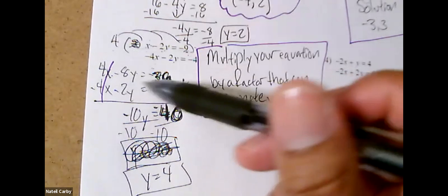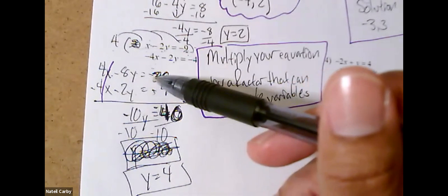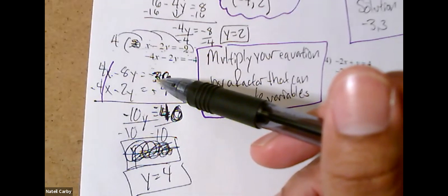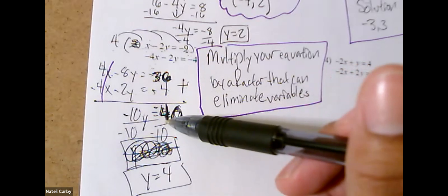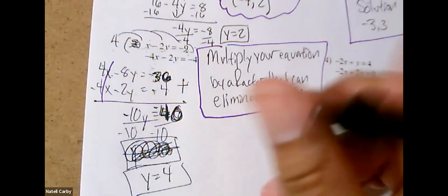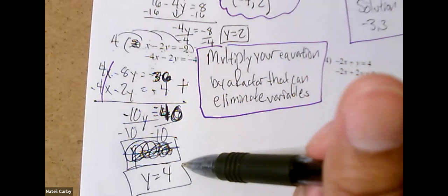Okay, add everything together. These cancel. Negative 8 plus negative 2, negative 10. Negative 36 plus negative 4, negative 40. Divide by negative 10, y is equal to 4. Excellent work.